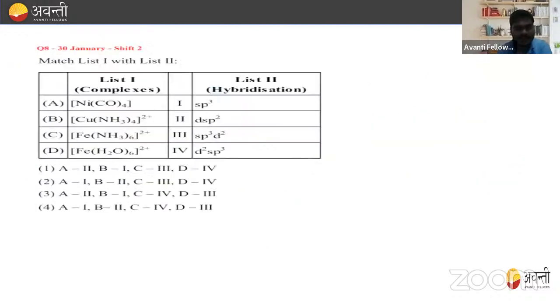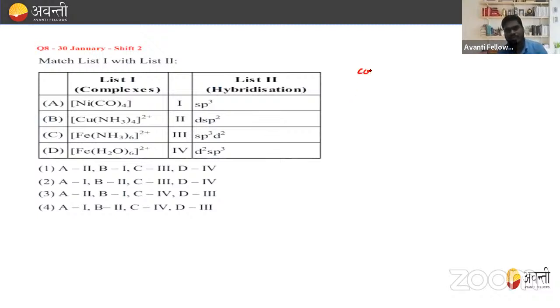Now, this question is totally based upon hybridization. This is also a very important topic, and such types of questions come regularly in examinations, whether it is the JEE exam or the NEET exam. So now match list one and list two. Again, this is a matching type question, in which we need to find the hybridization.